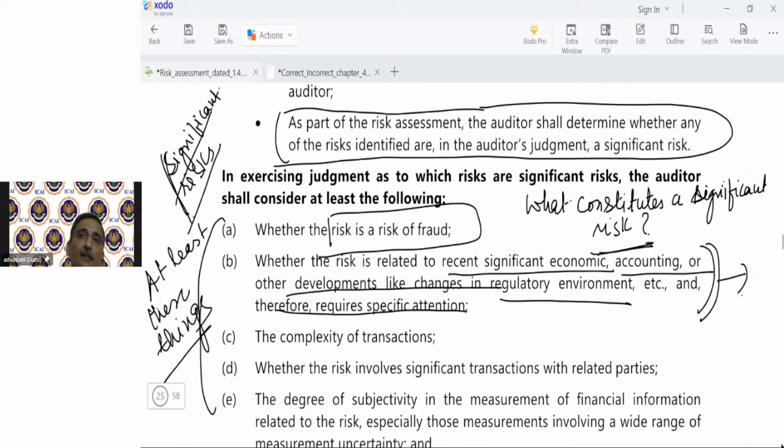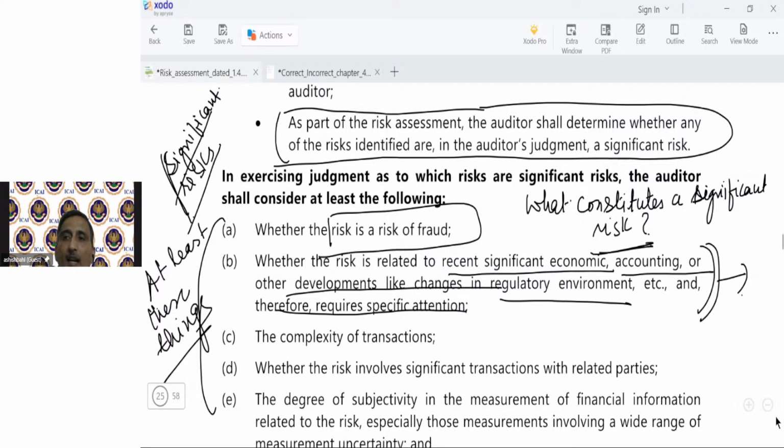Say there is a new requirement in law, a new requirement in regulations, or say some new judgment of the Supreme Court, the apex court, has come, which directly impacts the financial statements of the company. Then there would be a risk that financial statements might be misstated because the company might not be having knowledge of that thing.